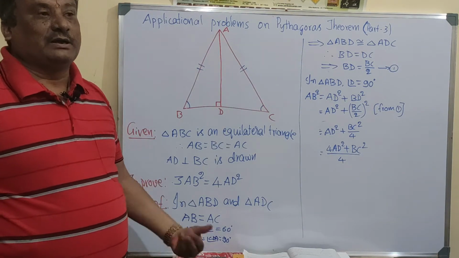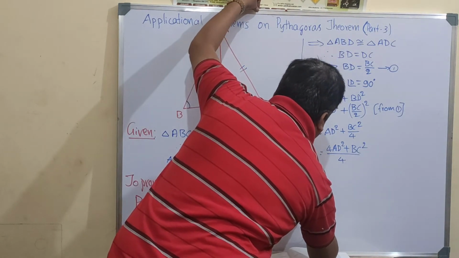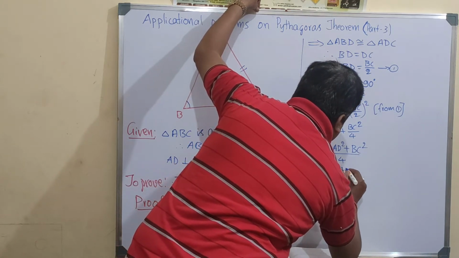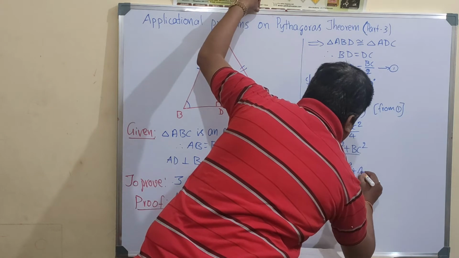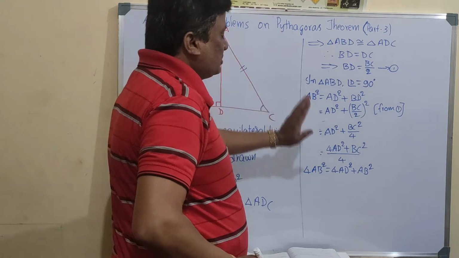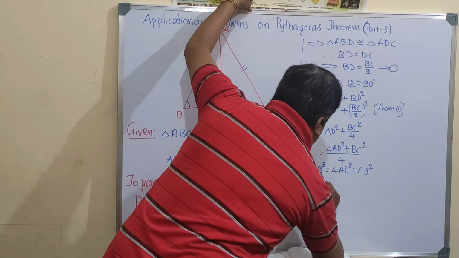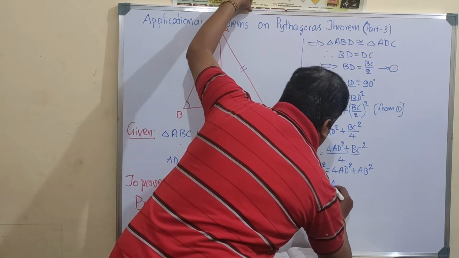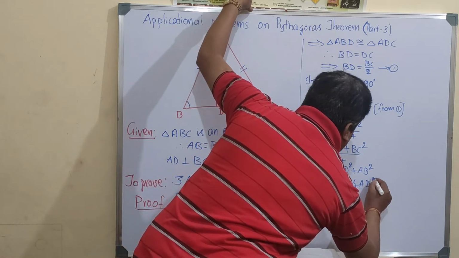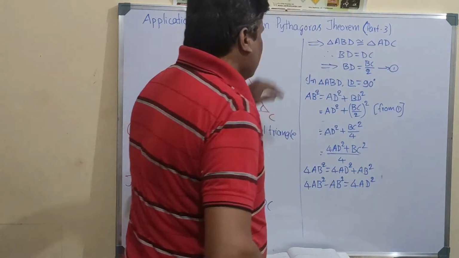In an equilateral triangle, all sides are equal. Therefore, on cross multiplication, we will get 4 AB square is equal to 4 AD square plus AB square. Let's transpose AB square to this side. Then we will get 4 AB square minus AB square is equal to 4 AD square. It is because triangle ABC is an equilateral triangle.